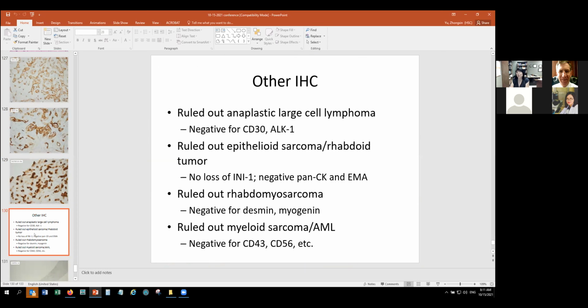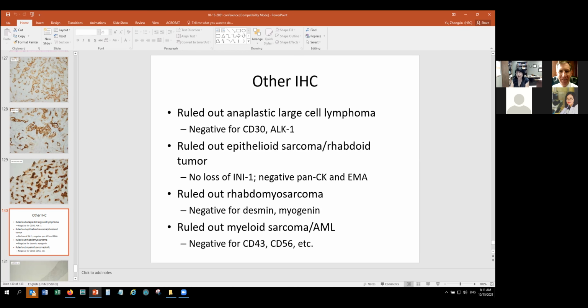Of course, we have to rule out others because it's very subtle. We have to rule out possible anaplastic large cell lymphoma infiltrating the sinusoids, because of some large pink cells. We did CD30 and ALK1, which are negative, ruling this out. To rule out other epithelioid sarcoma or rhabdoid tumor, there is no loss of INI1, and also no pancytokeratin or EMA expression.